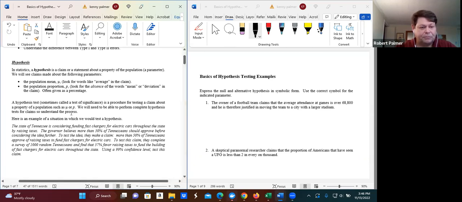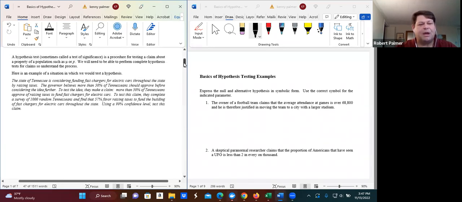Now, a hypothesis test, sometimes called a test of significance, is a procedure for testing a claim about a property of a population, such as the mean or the proportion. And we'll need to form a complete hypothesis test for claims to understand the process. So let's take a look at an example.